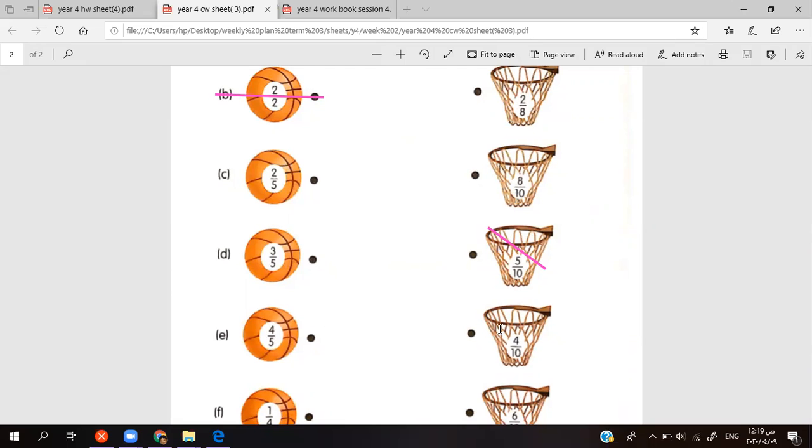Let's try this one. How did the 2 become a 4? By multiplying by 2. So let's multiply 5 by 2 too. 5 times 2 is 10. So they are the same, so this one is equivalent to this one. Okay? Because I multiplied up and down by 2, it became 4 over 10. It's the same. Here it is, 3 over 5, and here is 6 over 10.